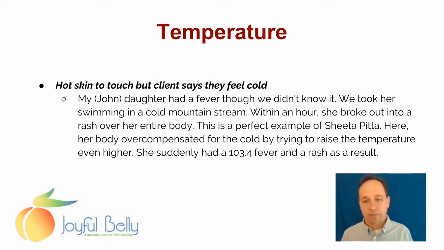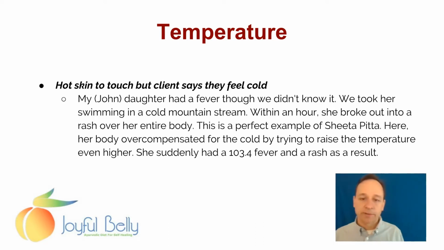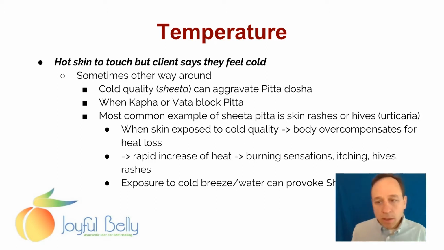So what happened here? This is a perfect example of Sheetapipa. Here, her body was trying to increase temperature, but it was exposed to cold, and it overcompensated. In other words, it said, well, I'm going to really try hard to increase this temperature. And so her fever shot up to 103.4, and she got a rash. And then it calmed down after about 2 hours. So this idea that the body would overcompensate for heat loss by rapidly trying to increase heat can cause these hives, itching, rashes, burning sensations, etc. And that could provoke this Sheetapipa.